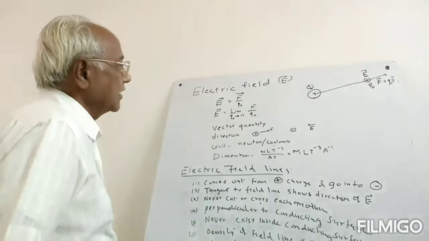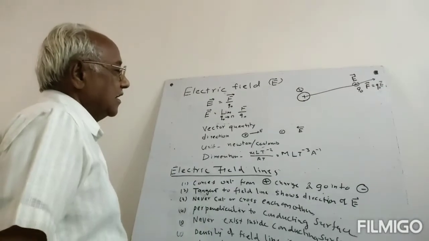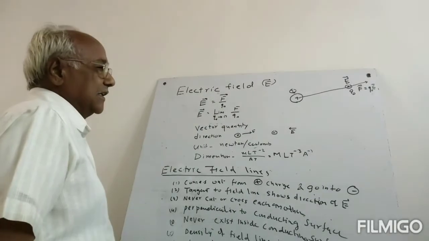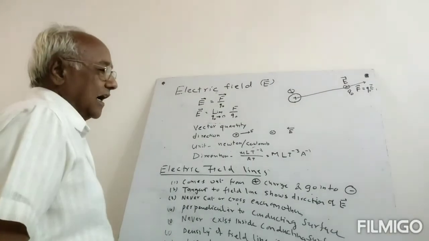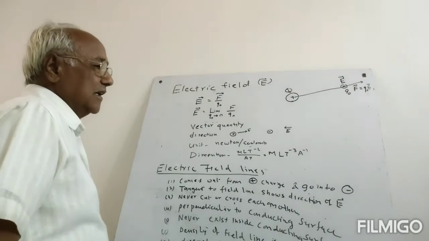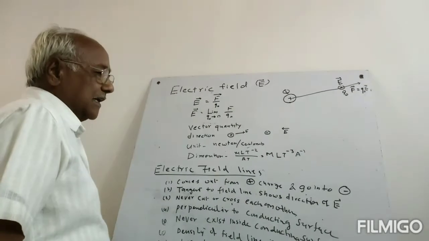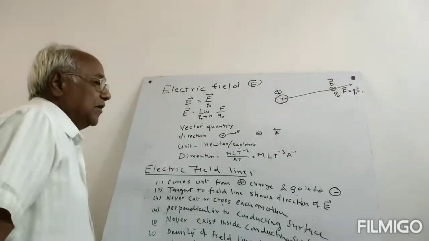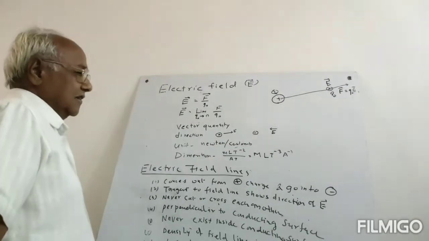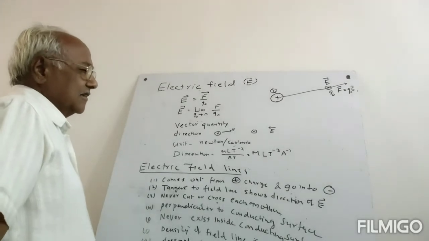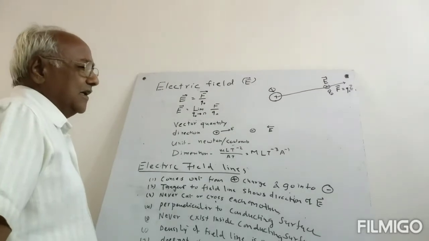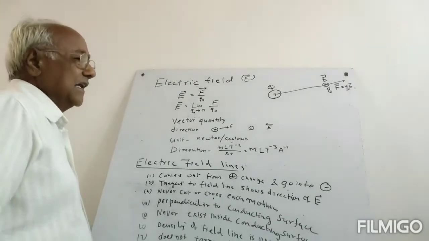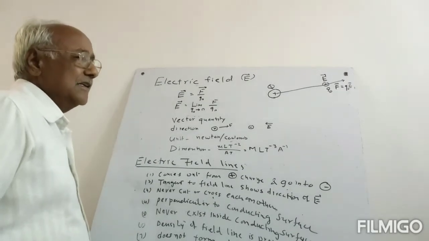Field or electrical field intensity. As we know, there is a gravitational field, and in the gravitational field, all the bodies are attracted towards the Earth. Similarly, we know that there is a magnetic field, and in the magnetic field, magnets are attracted or repelled by another magnet. So there is attraction or repulsion in the case of magnets.